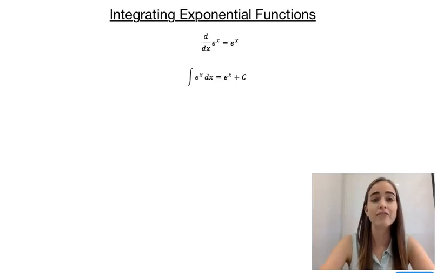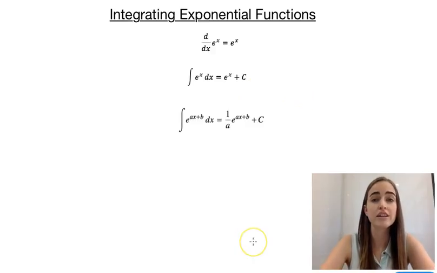In this video, I want to have a look at integrating exponential functions. So we know from our earlier videos that if we differentiate e to the x, we just end up with e to the x. So the function hasn't changed, it is its own derivative. So the reverse is true as well. If we integrate e to the x with respect to x, then we end up with e to the x, and because it's an indefinite integral, we also have that constant term added on the end.